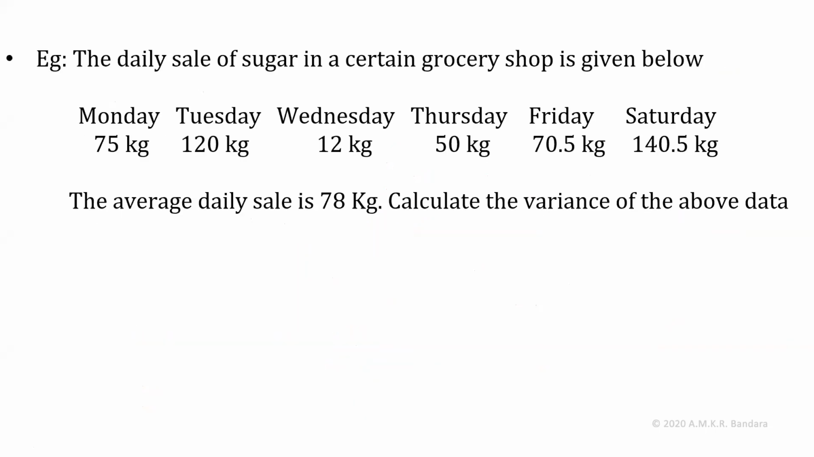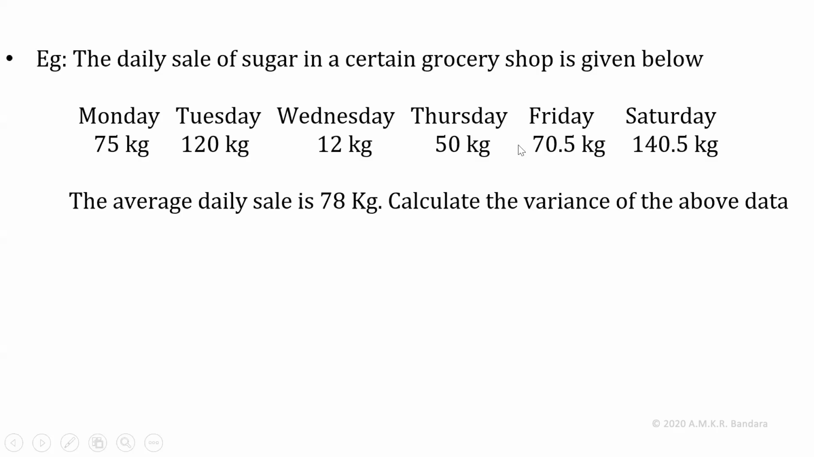Okay, we have given one example. We have a data set, daily sales of sugar in a certain grocery. Monday, 75 kilograms, Tuesday, 120 kilograms, likewise, Saturday, 140.5 kilograms. You can see these data are not the same. There is variability. We have to find what is the variability of this data set.